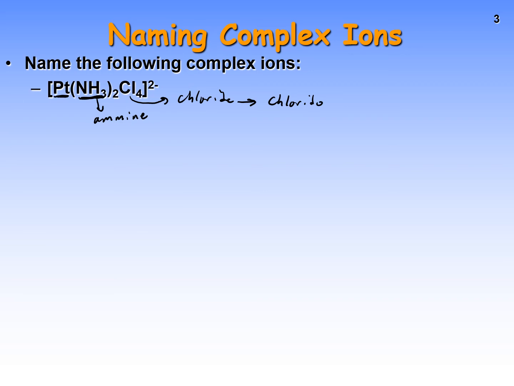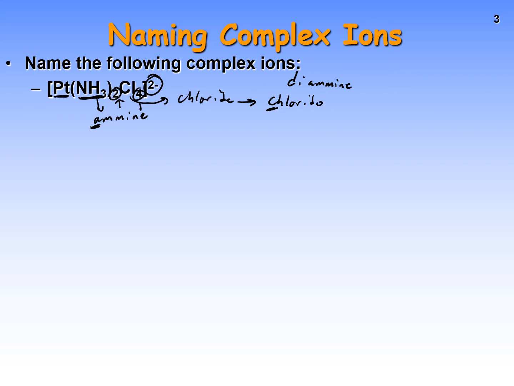We changed that ending. Now we have some prefixes to add here, and we know our charge here is negative, so that changes our rules for naming the metal part of the name. But the first bit, alphabetical order. This guy starts with A, this guy starts with C, we're going to start with A. I have 2 amines, so this is going to be diamine.